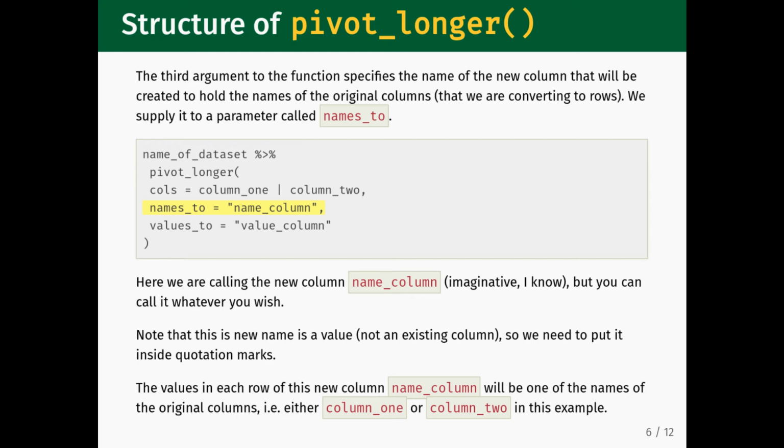You should also note that this column does not exist yet, so, as far as R is concerned, this new column name is a piece of data, not an existing column name or variable. And as the column name is made up of a series of characters, this is therefore a piece of character data, and so it needs to go inside quotation marks.